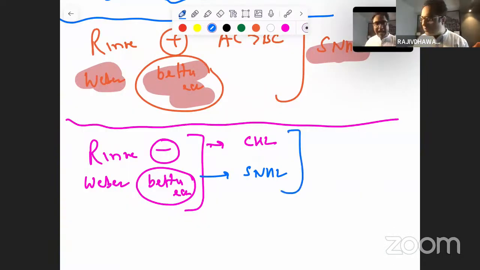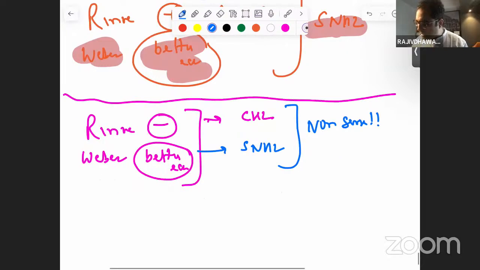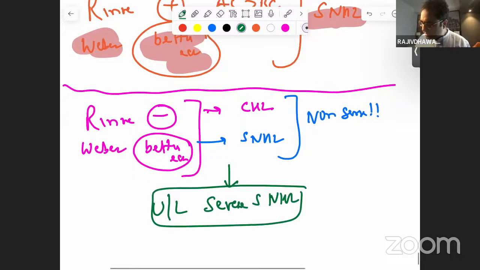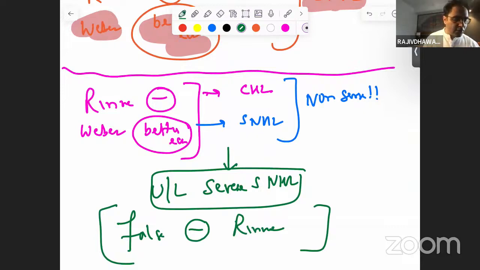This is actually nonsense because Rinne negative is the sign of what? Of conductive. Rinne negative is the feature of conductive hearing loss. Weber heard in the better ear is SNHL. Then what is the answer, beta? The answer is unilateral severe SNHL. Why? This is a case of false negative Rinne, beta.